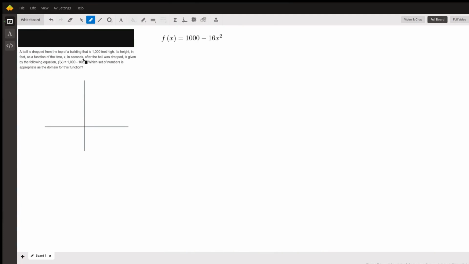Hi there, I'm Ross, and this is one of my favorite types of problems because it takes a really common math concept and puts it into the real world.